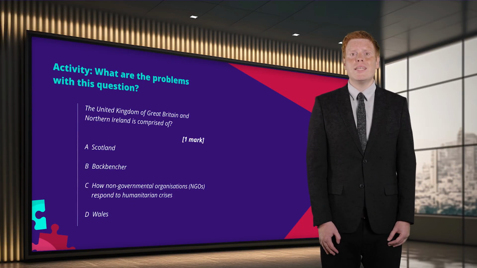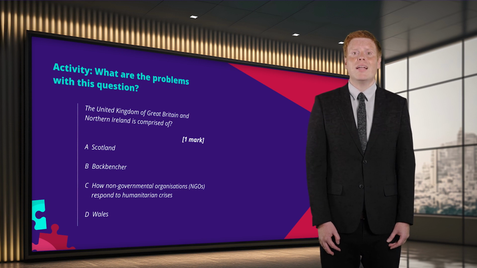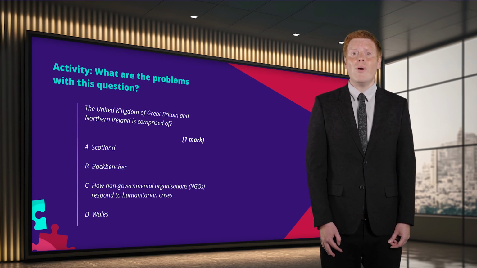If we move on to the potential answers now, answers B and C couldn't be considered plausible distractors as they're completely irrelevant to the question. Answer C is particularly poor as it's not of comparable length to the other available answers. Finally, if we assume the focus of the question to be asking which countries are included within the United Kingdom of Great Britain and Northern Ireland, then there are 2 correct answers, Scotland and Wales. However, there's only 1 mark available.